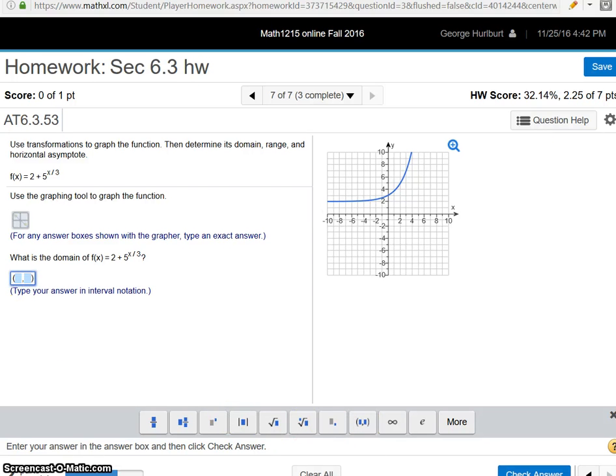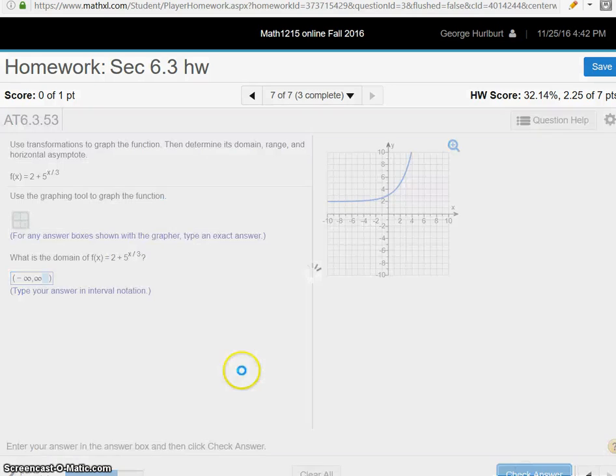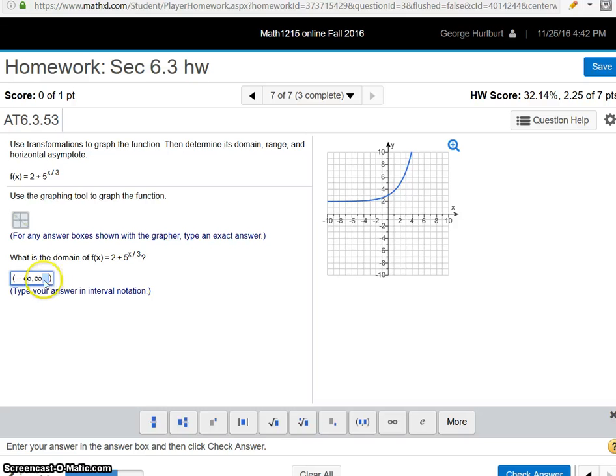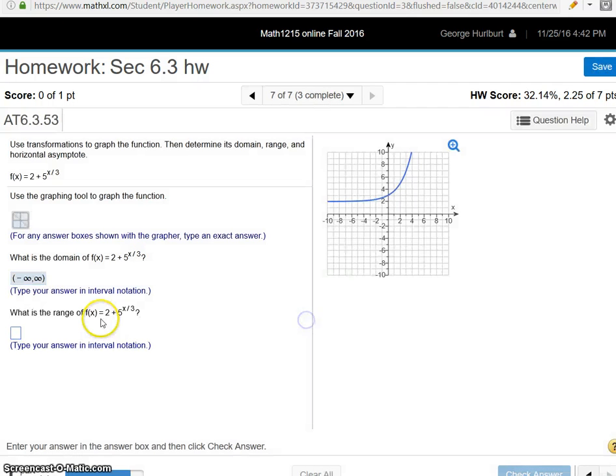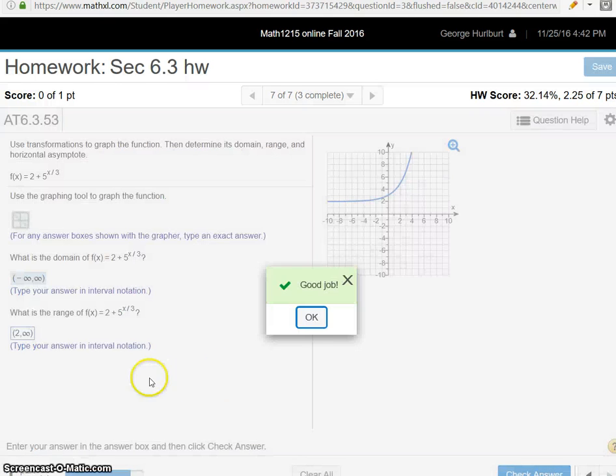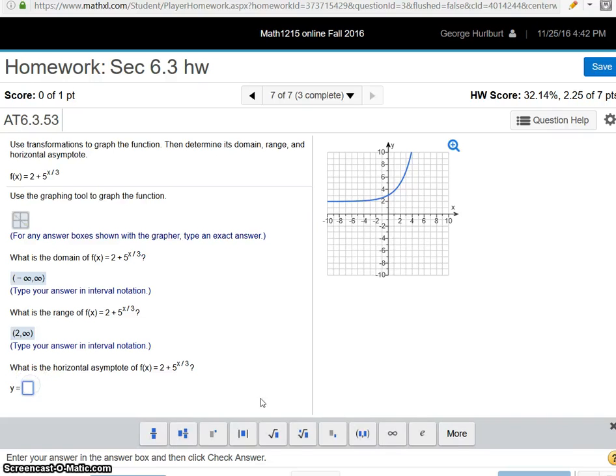Domain. Domain is always negative infinity to infinity for an exponential function. Oops, I just typed that in wrong. I didn't like the way I typed it in. I didn't get that infinity inside the box there. There it is. Range, our horizontal asymptote is 2, so our range goes from 2 to infinity. And our horizontal asymptote is 2.